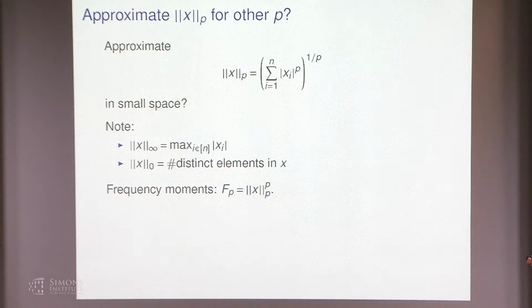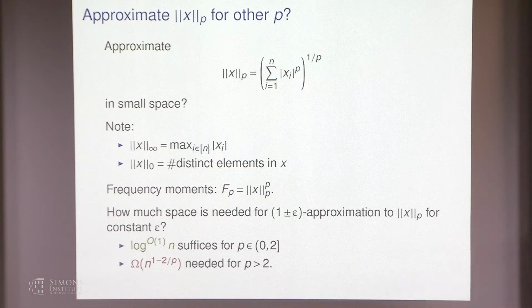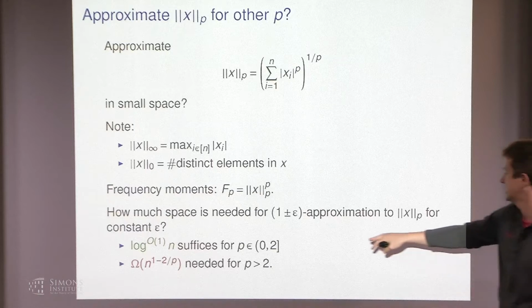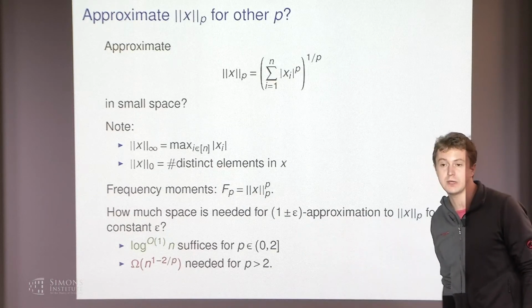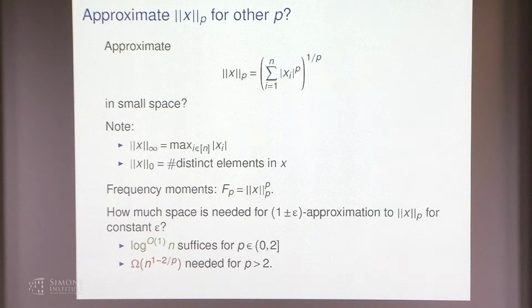Good. So this is known as the frequency moment question. The pth frequency moment is just the pth norm of the frequency vector x raised to power p. So the question is, how much space is needed for a 1 plus epsilon approximation to the pth norm of vector x, let's say for constant epsilon. It turns out, this very nice result, that polylogarithmic space, that is space comparable to what we have just obtained, suffices for all p's between 0 and 2, actually including 0, as we have just seen, but polynomial space is needed whenever p is bigger than 2.